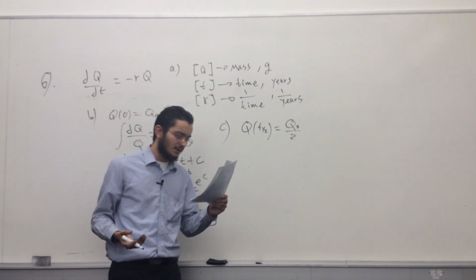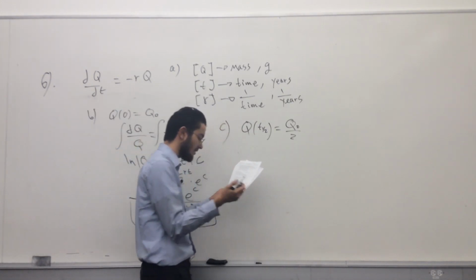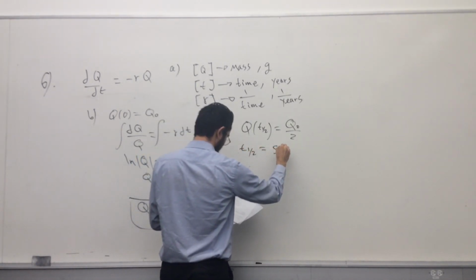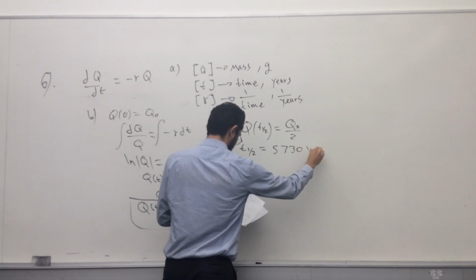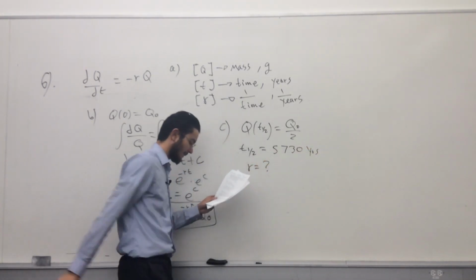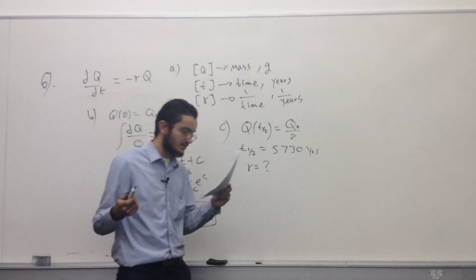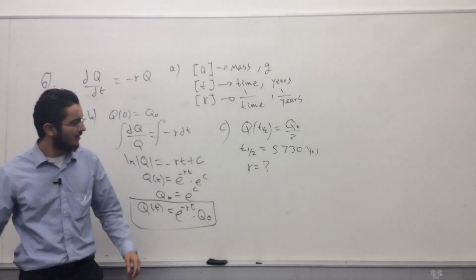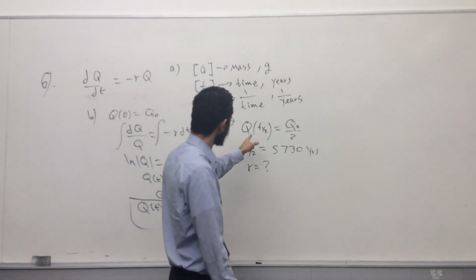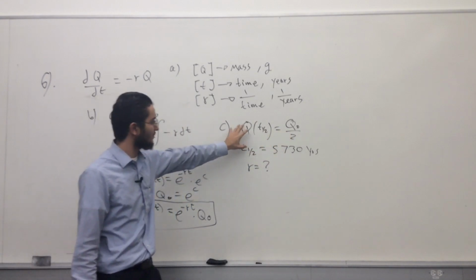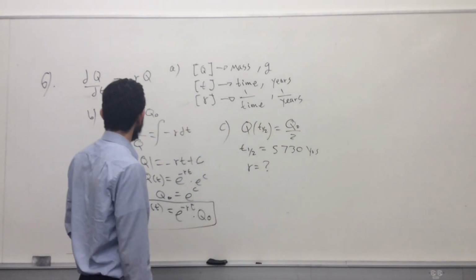So now we have that if t half equals 5,730 years, then what is r? Be sure to include units in your answer that match with part A. Over here we know that this is going to be our value for Q of t when t equals t half.